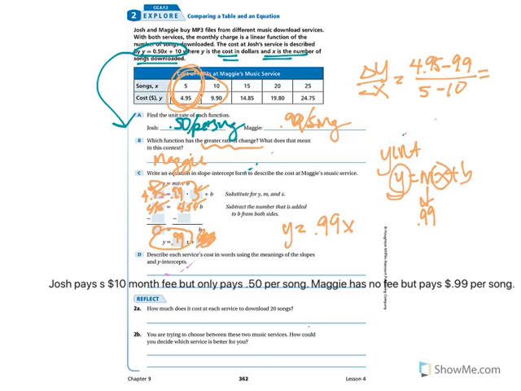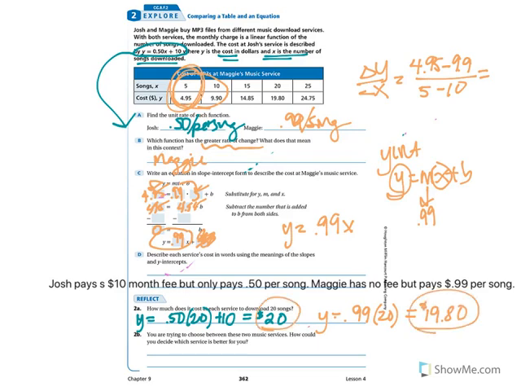So you can take 20 and plug it into Josh's equation. In this case, y is equal to 50 cents times the 20 songs plus that $10 fee. That ends up costing Josh $20. But for Maggie, you have y is equal to 99 cents times 20. That ends up being $19.80. So for 20 songs, with Josh it would cost $20, but for Maggie it would only cost $19.80.